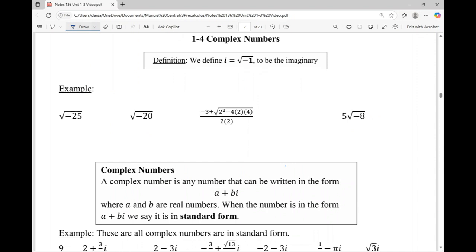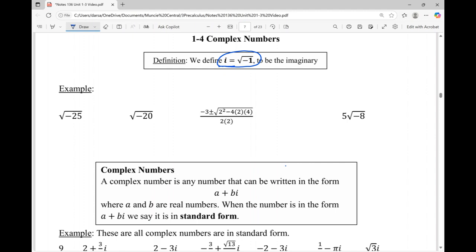So, what is an imaginary number? An imaginary number is what happens when you take the square root of a negative. So, we have defined when you take the square root of a negative, that becomes the imaginary unit I.